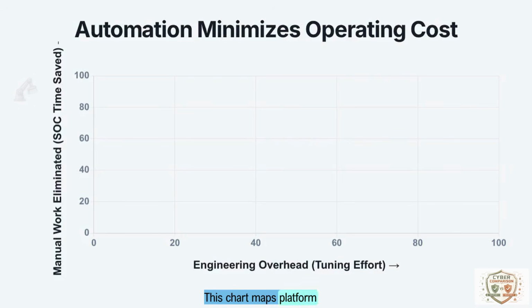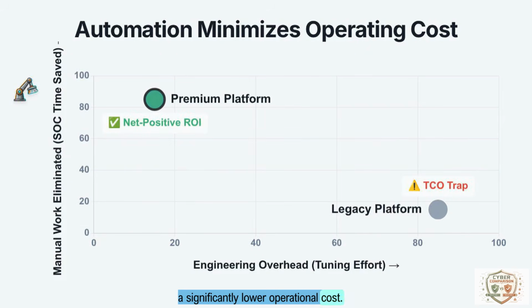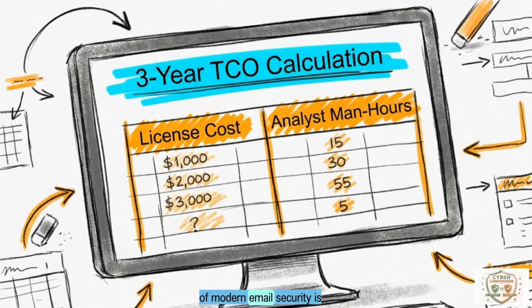This chart maps platform tuning effort against automated SOC time saved. It illustrates why you cannot evaluate these tools based strictly on a direct per-mailbox license cost. A cheaper license actually creates a higher total cost of ownership if it forces you to hire additional analysts just to tune the system. Conversely, a premium license that automates away the daily workload of 3 full-time analysts yields a significantly lower operational cost. The true financial impact of modern email security is the software license cost combined with the SOC hours required to operate it.